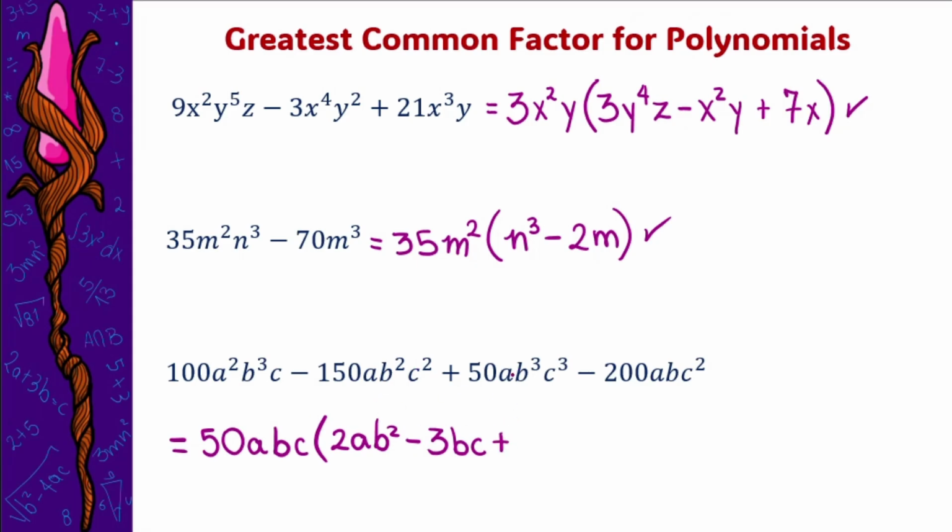Plus 50 times 1, so we don't need to put it. A times 1, again. B times B squared is B to the cube, and C times C squared is C to the cube. Minus 200, so 50 times 4 is 200. A times 1 is A, B times 1 is B, and C times C is C squared. So the result of the factorization is this one.